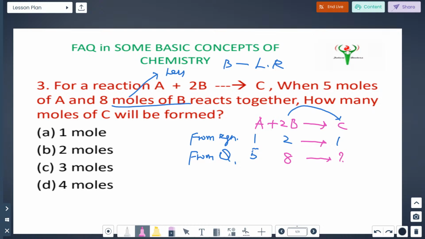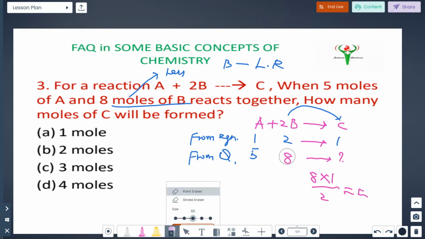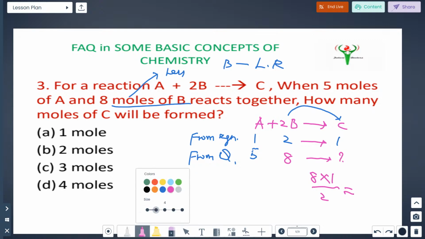Therefore, 8 moles can produce how much? That's the question. You just cross multiply, 8 into 1 by 2. You know that 8 into 1 by 2, we get what? 4 moles. Understood? Okay. We get only 4 moles. Now see the answer. D is the correct option.